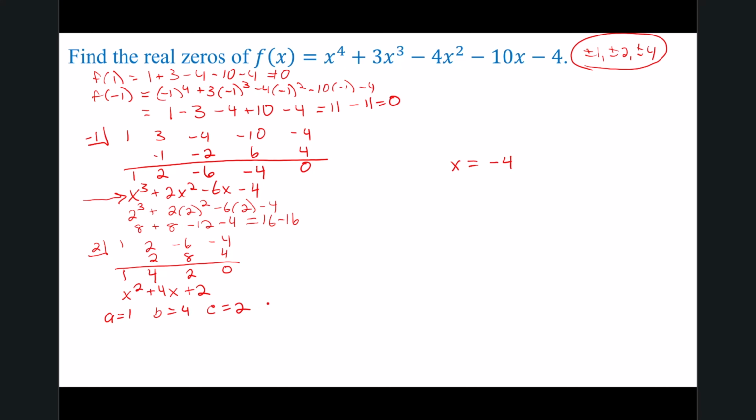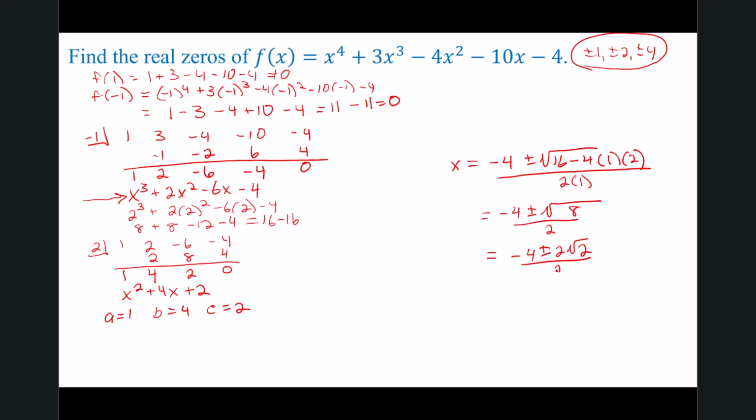So negative b, which is negative 4, plus or minus square root of b squared, minus 4 times a times c, all over 2a. And this gives us negative 4 plus or minus the square root of 16 minus 8 is 8 over 2. Or negative 4 plus or minus 2 square root of 2 over 2. Divide everything by 2 and we get negative 2 plus or minus square root of 2.